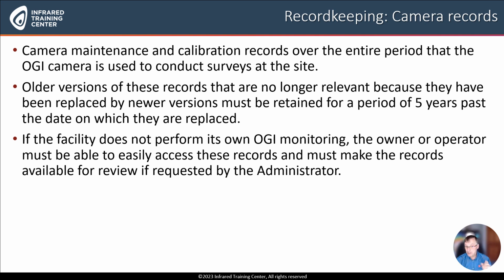If the facility does not perform its OGI monitoring, the owner or operator must be able to easily access all the records and make them available. So if you are hiring a consultant to have your optical gas imaging survey done, they have to provide you with the camera records and the training records of all the individuals if the EPA requires it.